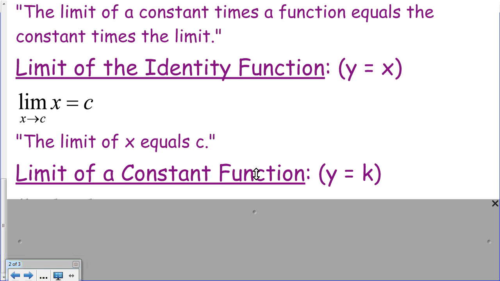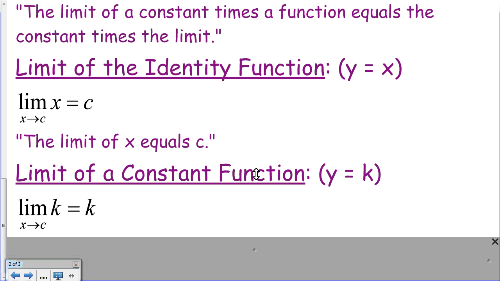Anyway, one last theorem here to consider, and that's the limit of a constant function. We'll call k our constant here, so we're talking about y equals k. Graphically, that would just be a horizontal line, y equals k. So it turns out that the limit as x goes to c of our constant k ends up giving us just k.